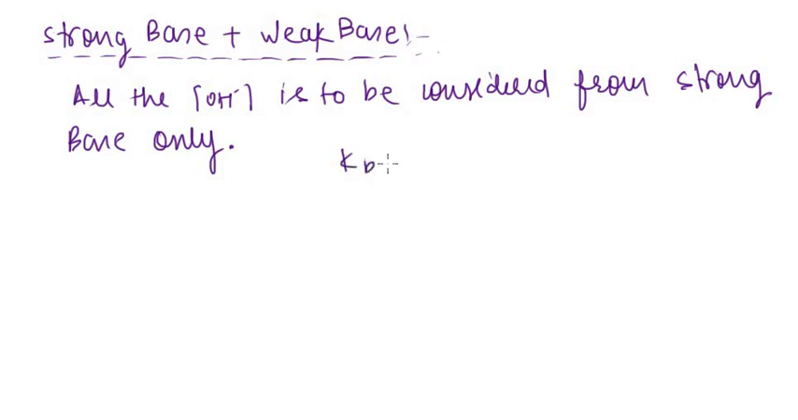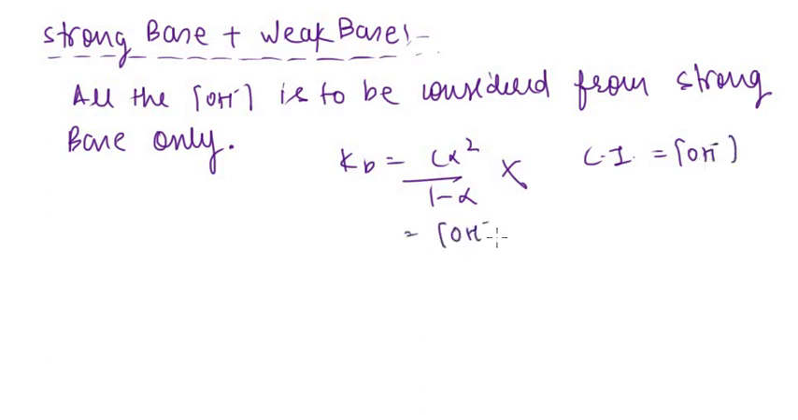So could we write Kb as C alpha square upon 1 minus alpha? No, we can't write like this. The common ion is OH negative. Why can't we write this? Because we have to go on the basics, like concentration of OH negative and B positive upon BOH. So we can't write it as C alpha. It must be OH negative only.